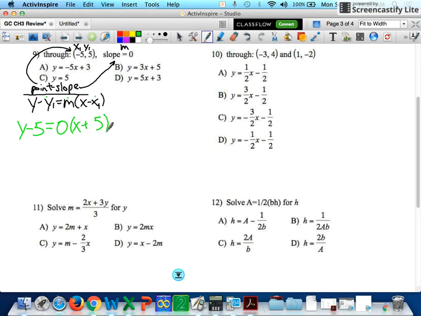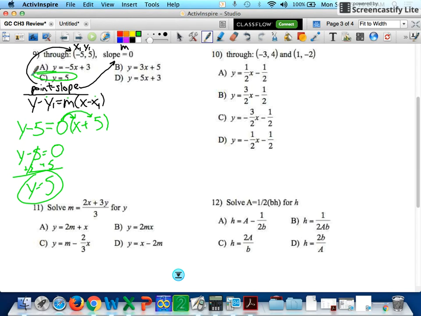Well, now I'm ready to distribute because I want to eventually get y all by itself. But before I can move this -5 over, I've got to get these things out from being trapped. That 0 distributes. So what I have is y minus 5 equals, well, that's going to be 0 times x, which is 0, plus 0 times 5, which is 0. What that means is all I've got left on the right-hand side is 0. Add 5. Add 5, those will cancel, and we get y equals 5. Answer should have been C.